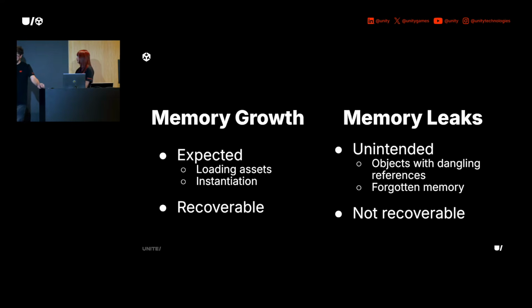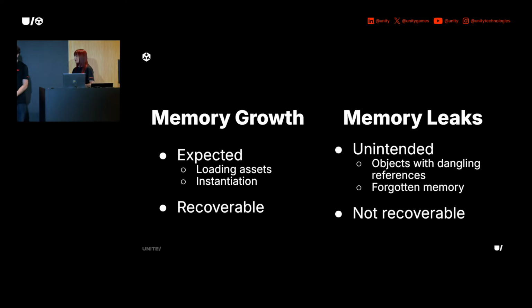In managed runtimes like .NET, memory is tracked and freed with a garbage collector. And in Unity, our runtime also tracks and frees some native memory. But there are instances where neither the garbage collector nor the runtime are able to free memory that we would expect to be able to. And these are memory leaks.